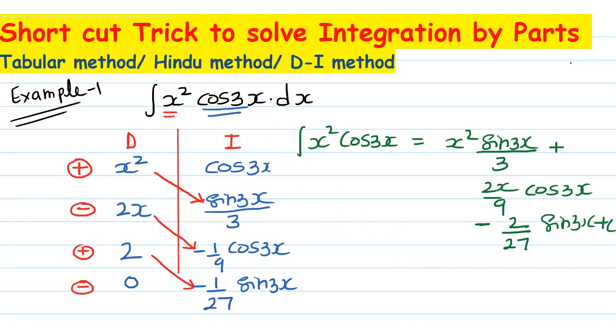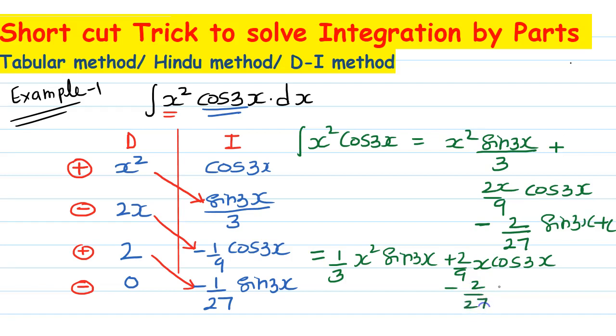So our final answer, let's simplify here: 1 over 3 x square sine 3x plus 2 over 9 x cos 3x minus 2 over 27 sine 3x plus c. Okay, so this is our answer.